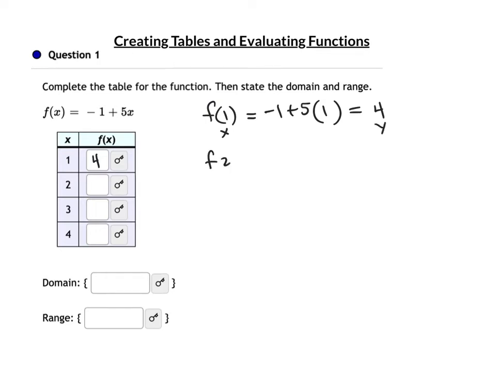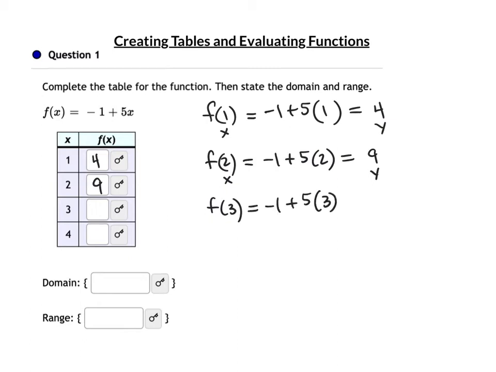F of 2. That's negative 1 plus 5 times 2, which is negative 1 plus 10, which is 9. So when x is 2, y is 9. F of 3 is negative 1 plus 5 times 3, which is negative 1 plus 15, which is 14. So when x is 3, y is 14.